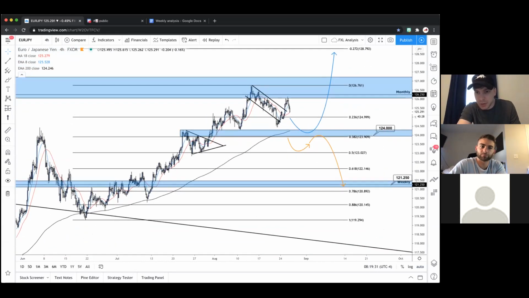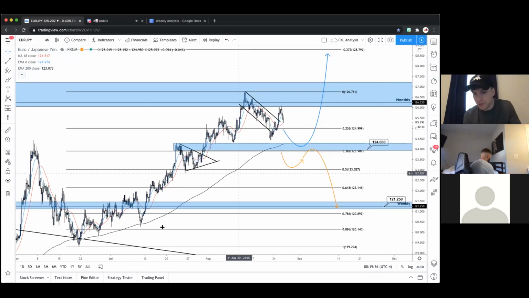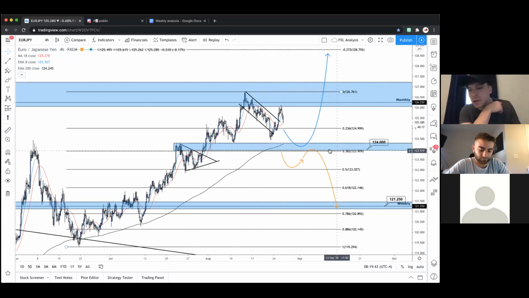Not an issue. It just means we've got to wait, pretty much. So we're pretty overextended here. We're waiting for structure to form, which is, guys, minimum 38.2, right? We want to see a minimum level hit of the 38.2, right at 124 flat.